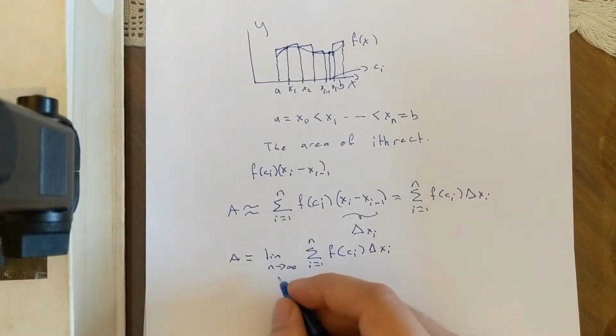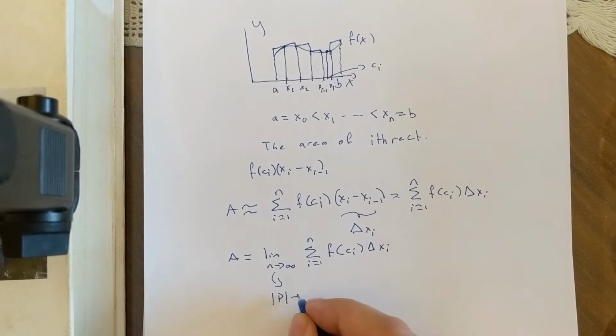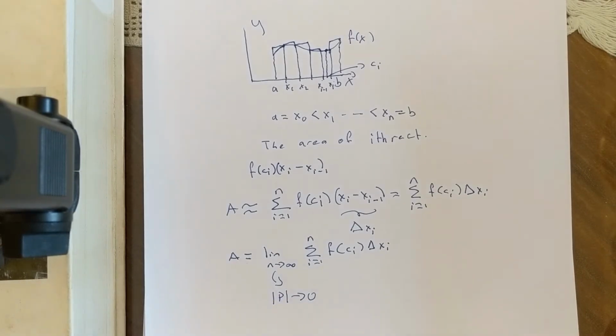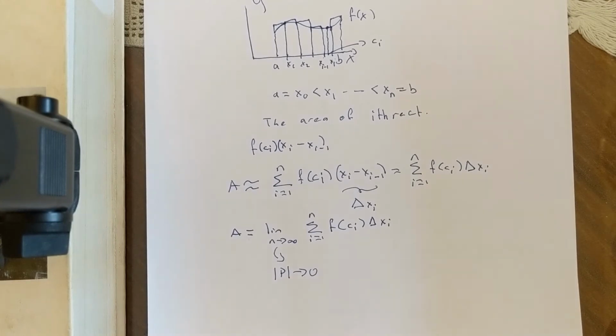Now, instead of the limit as n goes to infinity, you could replace this by the norm of the partition going to 0. So this is a funky term. This is more generalized. This was Riemann's idea. So this is the Riemann integral, as opposed to some other integrals like the Lebesgue integral.